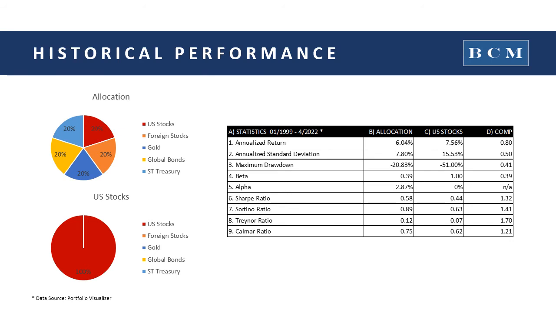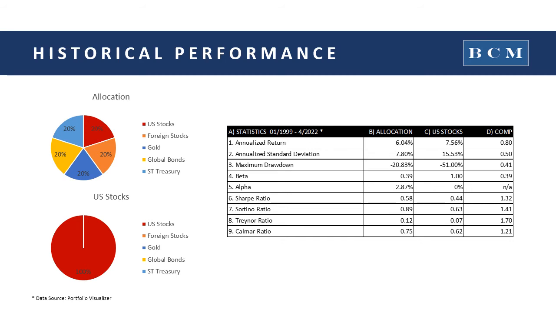The allocation portfolio, which is shown in column B, earned 6.04% per year. The stock portfolio, which is shown in column C, earned 7.56% per year. In column D, we compare the allocation portfolio to the stock portfolio, and we see that the allocation return was about 80% of what the stock return was.